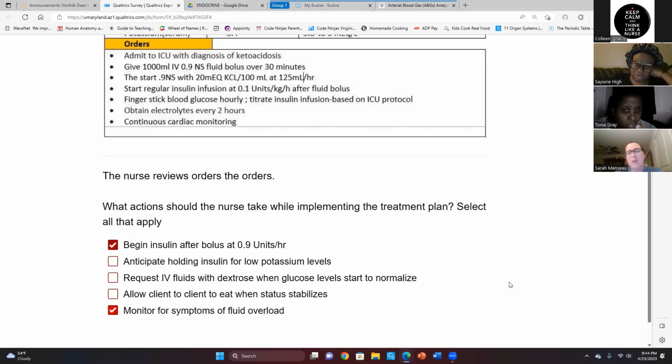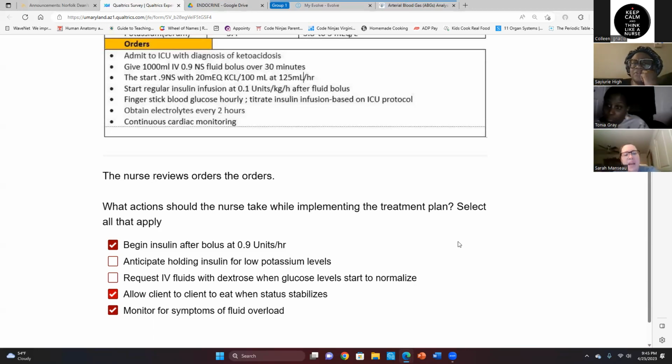It depends on where you are. In ICU, you're right, but on regular floors, they usually get food. Admit to ICU with a diagnosis of ketoacidosis. Normally in that situation, no, because they're in DKA. They do not eat until they're off that insulin drip and doing regular insulin. So when they're in the hospital, I would just pick the last two. I would allow the client to eat when status stabilizes. Yes, because eating is good with insulin. That's what I've been taught. I don't know about the ICU level, but eating is good.